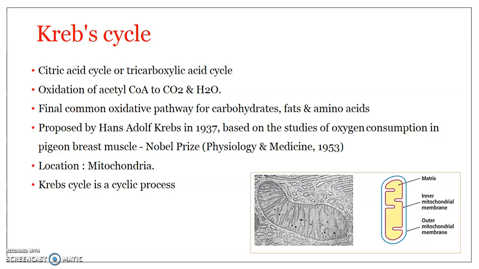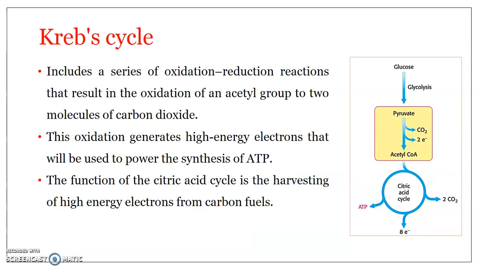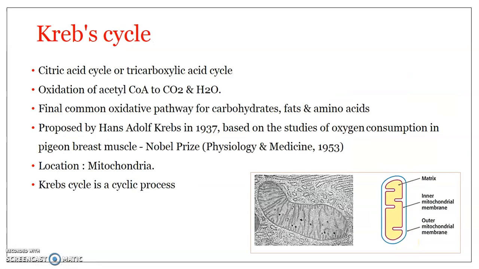Okay, so this is what happens in the Krebs cycle. So here you can see this is the Krebs cycle or the citric acid cycle, and the end products are the carbon dioxide and the electrons, and these electrons then pass into the electron transport system in the mitochondria. These electrons are finally combined with oxygen and water is produced. So as such, in aerobic metabolism, the end products are carbon dioxide and water.